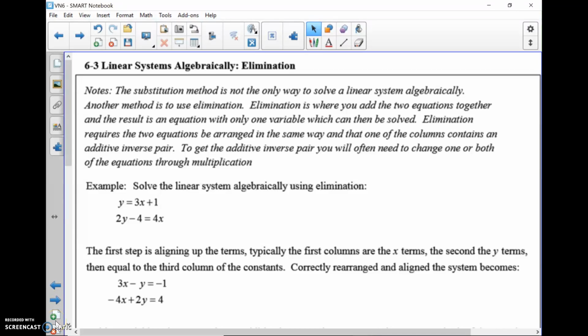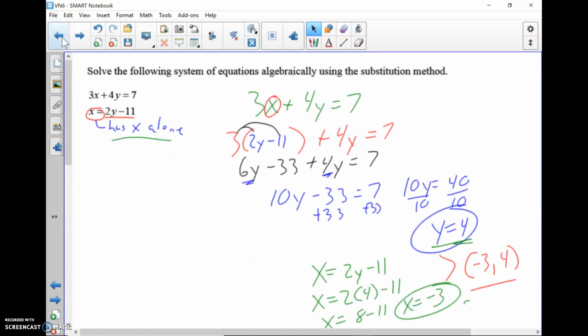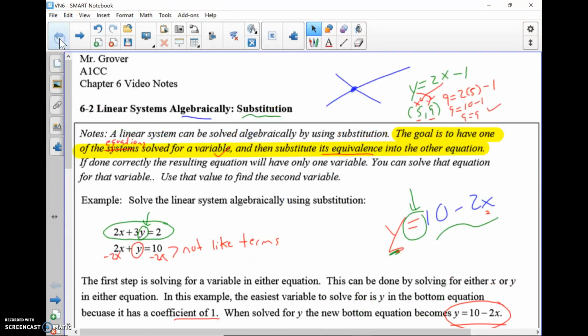Algebra 1, Common Core, Unit 6, Section 3. Linear systems algebraically with the elimination method. So the previous video was the substitution method, 6.2. And, as we have two linear equations, we know we could graph them and graphically see where they cross. And the substitution method was a way to kind of plug one into the other.